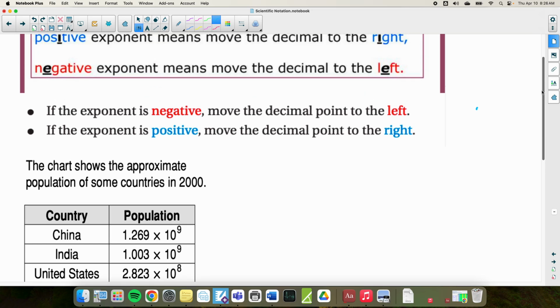So, a way you can remember it, if you're ever in doubt, is you could think of the word negative and left. And do you see how they both have an E in it?